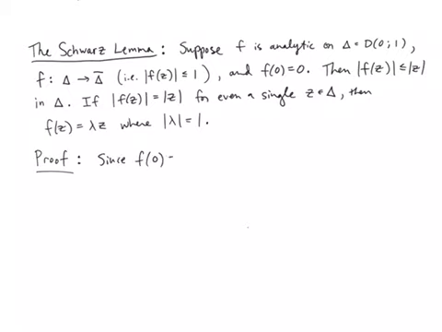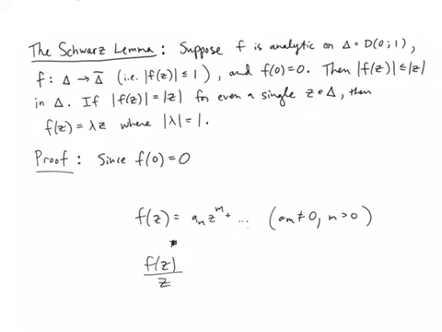f of 0 equals 0, if we expand the power series for f around 0, it would start with a_m z to the m plus and so on, where a_m is not equal to 0 and m is bigger than 0. So that means that we can consider f of z over z. That function will be an analytic function. Okay, so that's basically the first line of the proof.